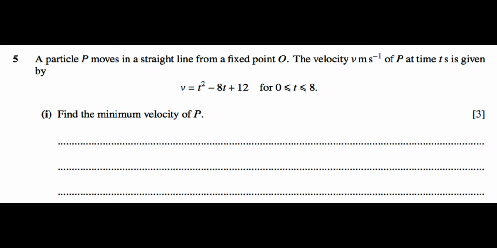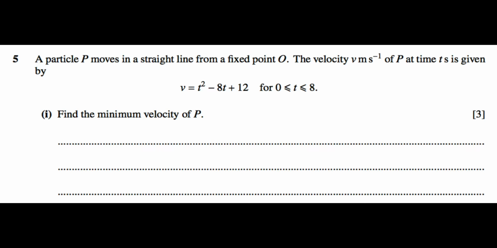Question 5. A particle P moves in a straight line from the fixed point O. The velocity v meters per second of P at time t seconds is given by v equals t squared minus 8t plus 12, for the interval t from 0 until 8.